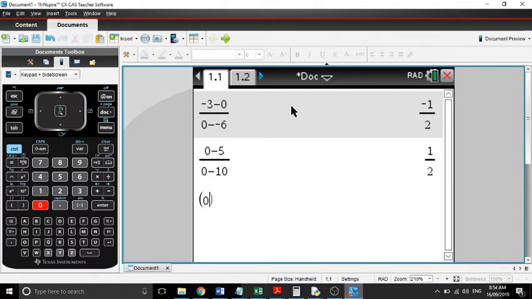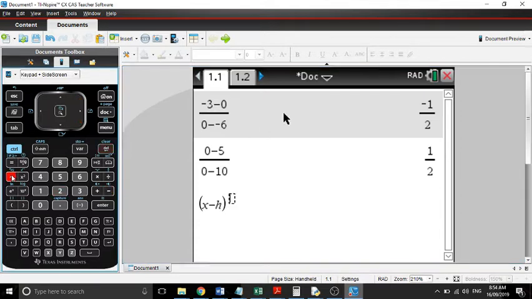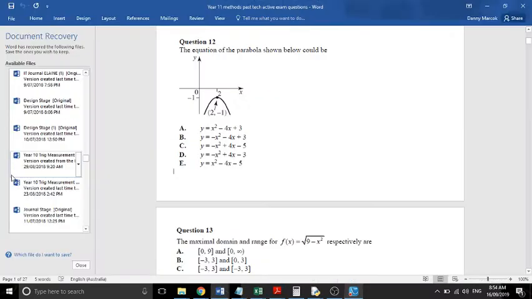if it's at turning point form, so we'll write this as x minus h all squared plus k. So I'm starting with that because that's a form.